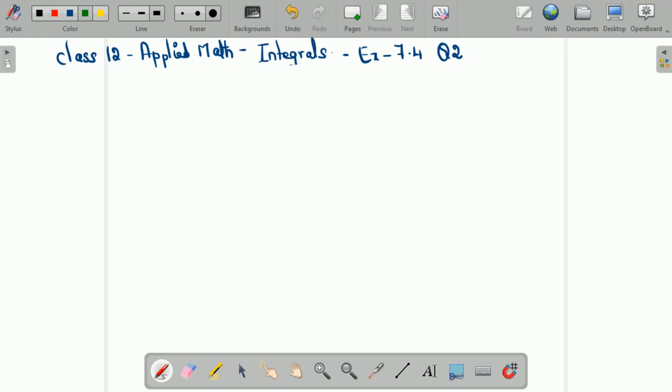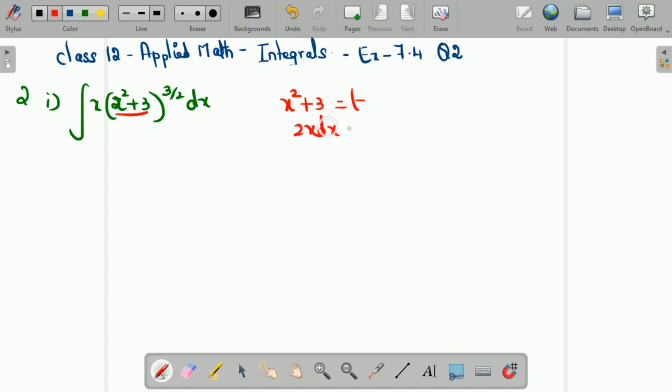In this video, let's find the solution for the second question in exercise 7.4. The first subdivision is integral of x into (x squared plus 3) the whole power 3 by 2 dx. Now let's put the x squared plus 3 as t. So this will make 2x dx as dt.